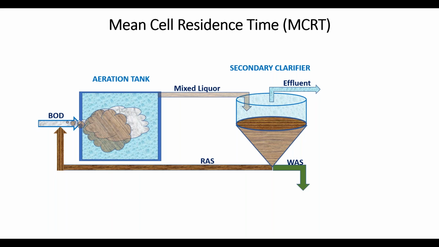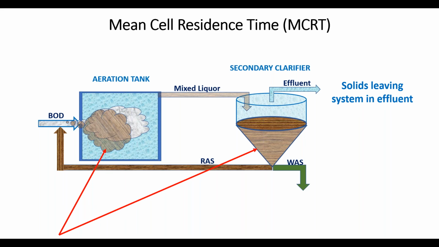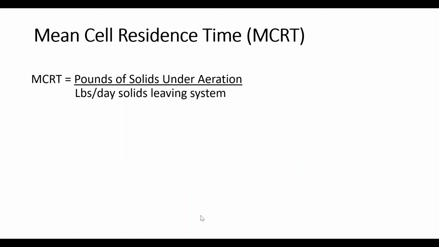Remember, the equation is solids under aeration divided by the solids that are leaving the system. So in this case, we can look at the total pounds of solids under aeration as the volume of the aeration tank and the clarifier. For the solids that are leaving, we can account for solids in the effluent, as well as the solids leaving as waste activated sludge. And I'll show you an example here, I think. There we go.